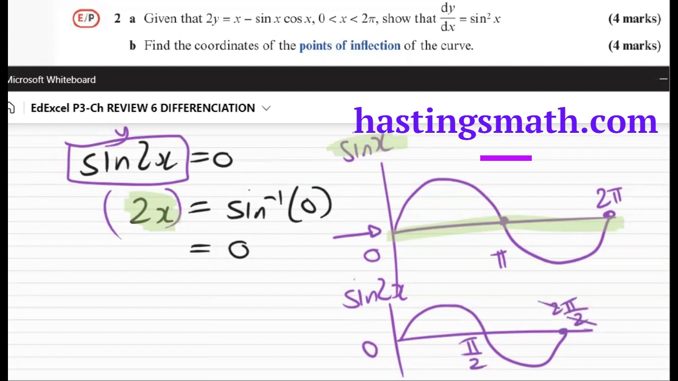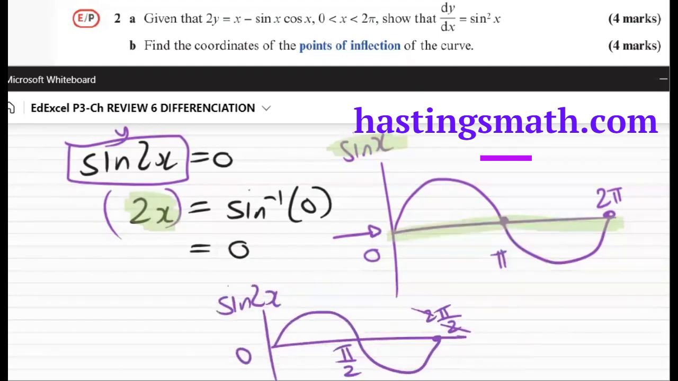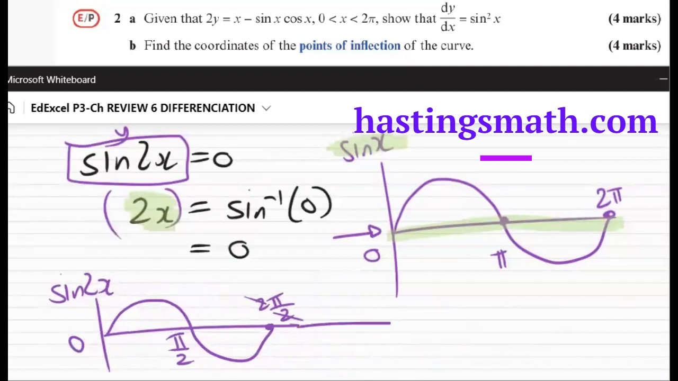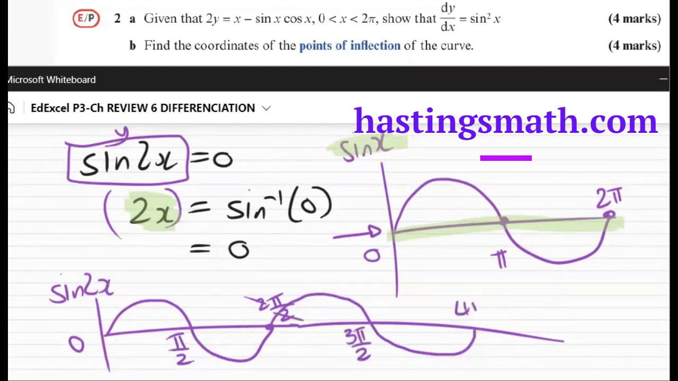And now we obviously have more points because we want to go all the way to 2 pi. So if I continue this, the next one would be 3 pi over 2, and this would be 4 pi over 2, which is obviously 2 pi. So just to see how that looks, these are all our points where what is on the y-axis is equal to 0.